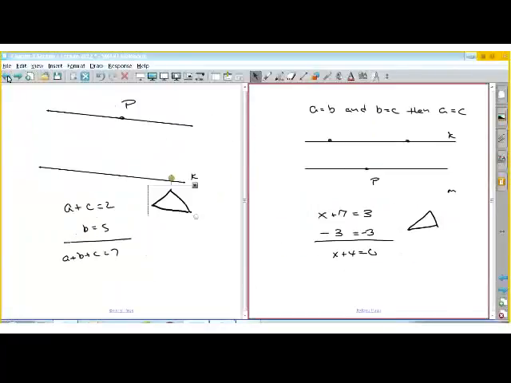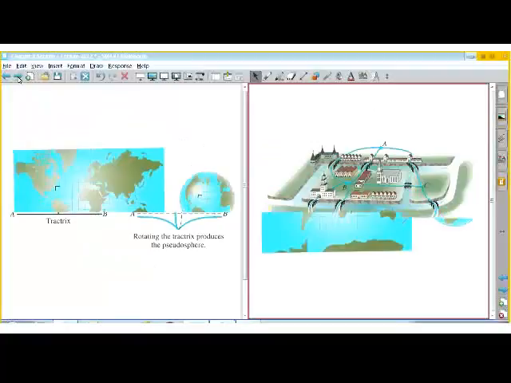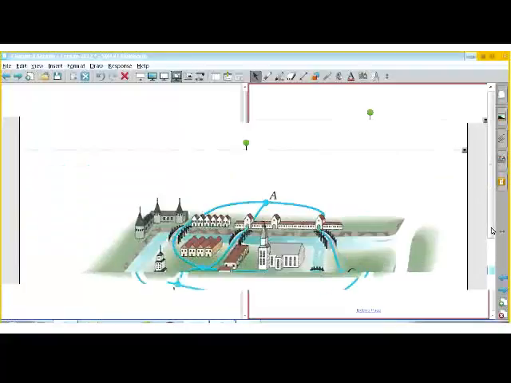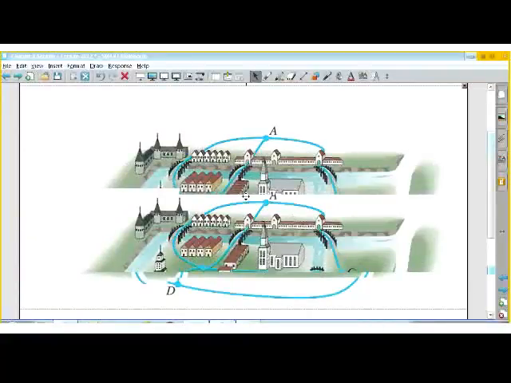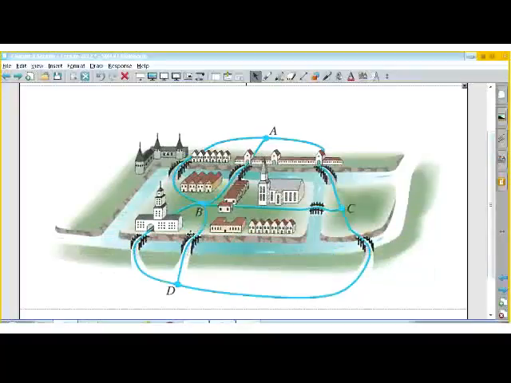And then the last thing I'm going to talk about is network theory, networks. The classic example is somebody came up with this little challenge. It was some medieval city, and there were 1, 2, 3, 4, 5, 6, 7 bridges, and the question was, could you cross all the bridges without traveling the same road twice? Okay.